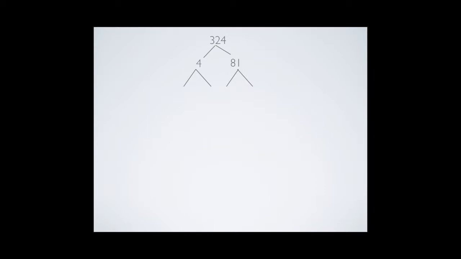Then ask yourself, what can you divide 4 by? Since it's even, divide by 2. Bring down 2 more diagonal lines from 4 and write factors of 2 at the end of each. Circle the factors of 2 because they are prime. This will help us see the prime factors in our tree, which we will use to write our final prime factorization. After that, we will move on to 81.